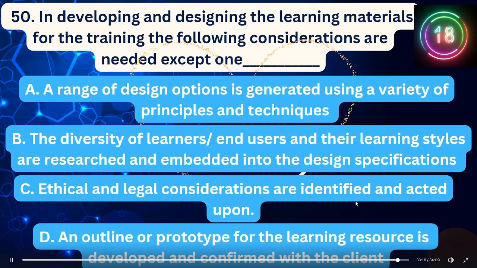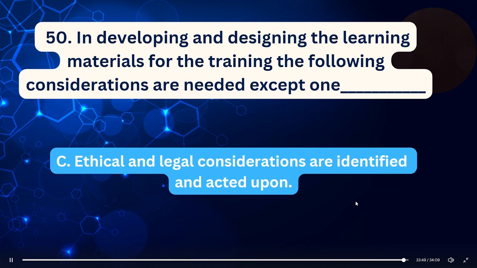Number 50. In developing and designing the learning materials for the training, the following considerations are needed except one. A. A range of design options is generated using a variety of principles and techniques. B. The diversity of learners and users and their learning styles are researched and embedded into the design specification. C. Ethical and legal considerations are identified and acted upon. And D. An outline of prototype for the learning resource is developed and confirmed with clients. The answer is letter C. Ethical and legal considerations are identified and acted upon.